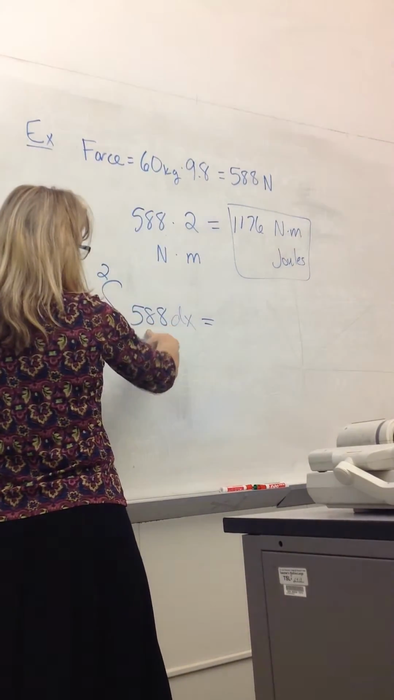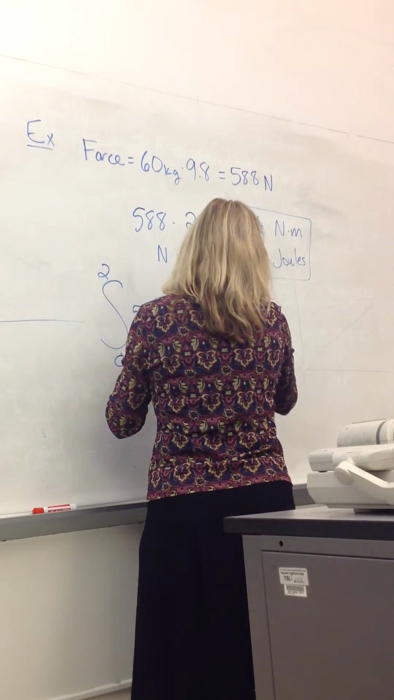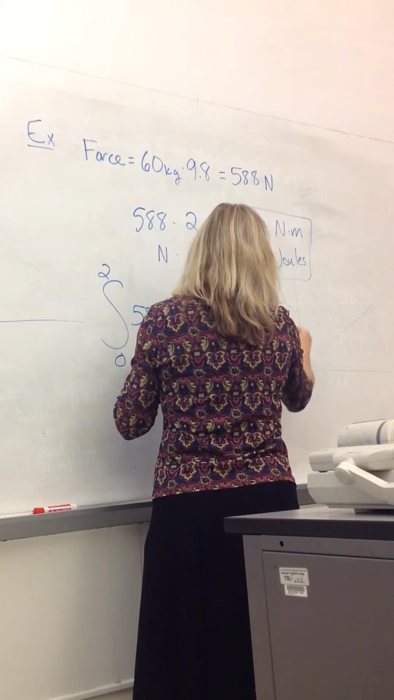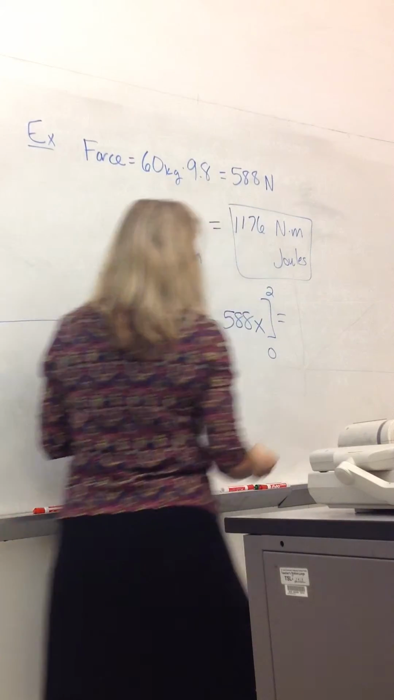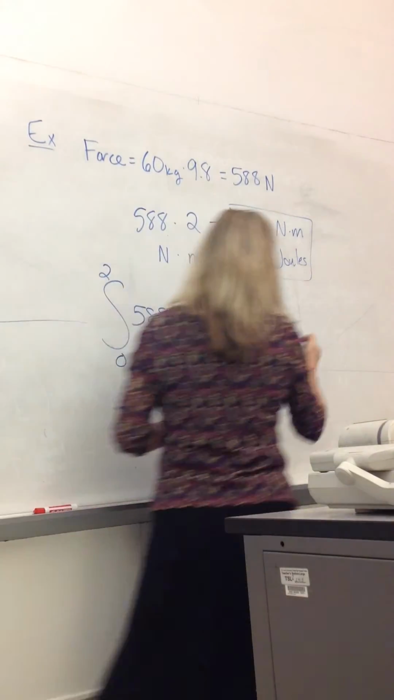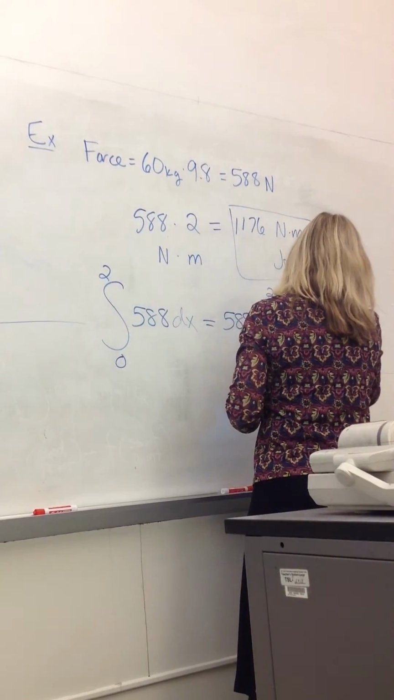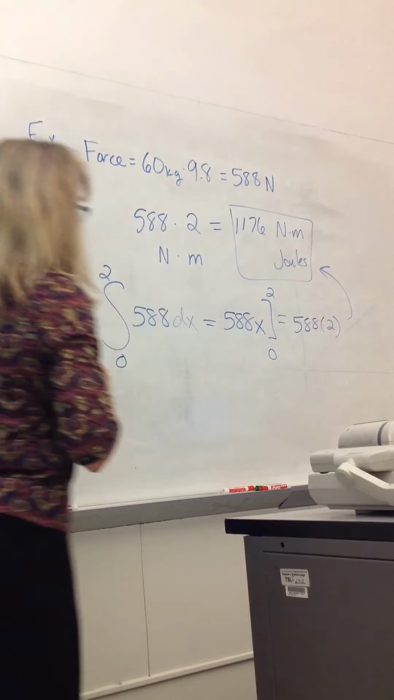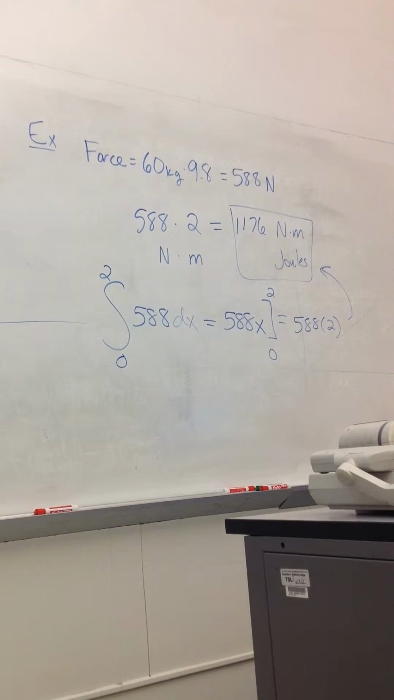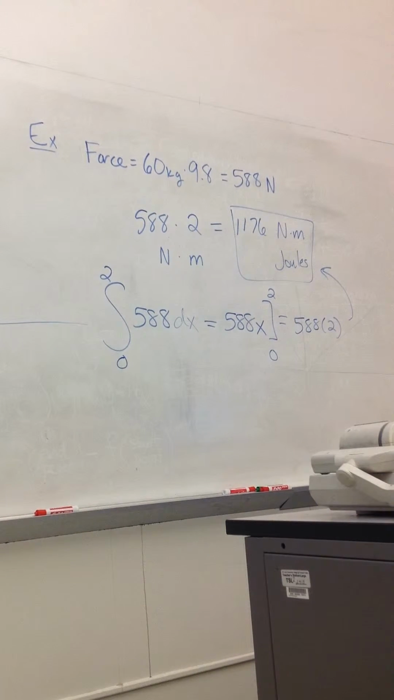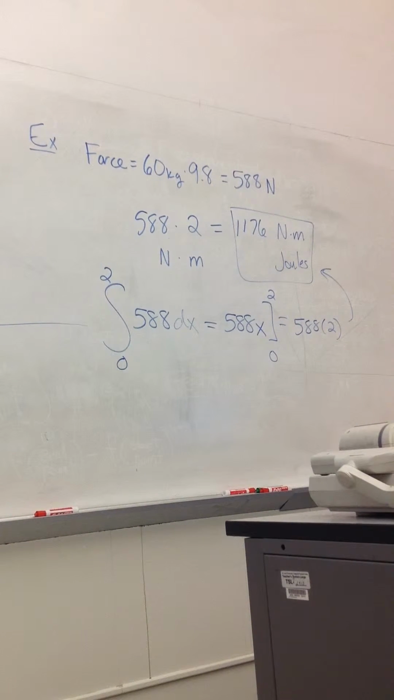If we find the antiderivative of a constant, it would just be 588x, and then I'm evaluating that between 0 and 2, and so you get the same answer that we got up there. What that integral is representing is a single constant force moved from 0 to 2. You could picture yourself doing it incrementally, and every one of those little increments would be a certain amount of work, and then you're adding them all up.